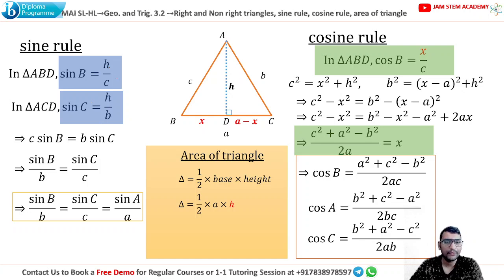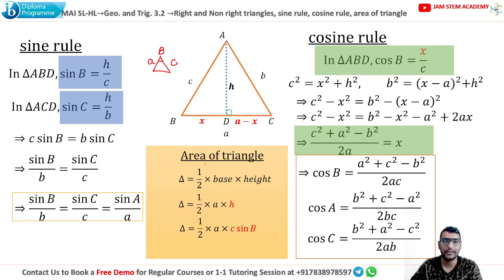Okay. So if you use this one, from here I can say h is equal to c sine B. Plug in that h here and we will get the area of the triangle as half a c sine B, or half ac sine B. If you have a triangle, this side is a, this side is c, and this is angle B. So you only need two adjacent side lengths and the angle between them in order to calculate the area of the triangle.